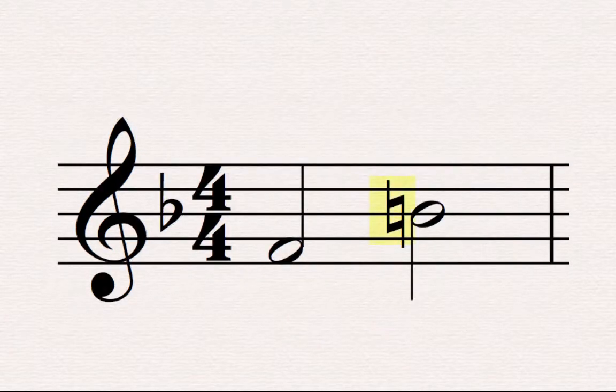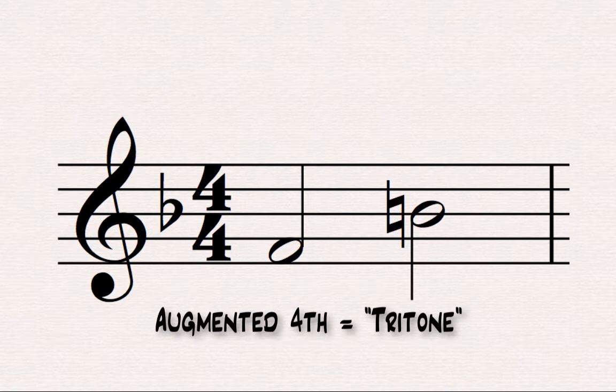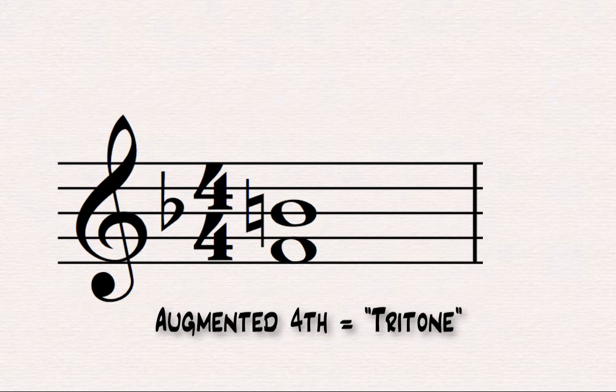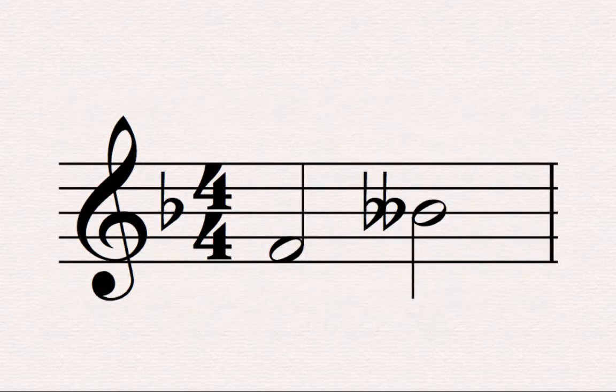Now notice in this interval we've raised that B up to a B natural. So if we take a perfect fourth and increase it, then it's an augmented fourth, also called a tritone. Sounds a little bit different. It's a fairly dissonant interval. Here's the harmonic interval so we can hear what it sounds like. Yeah, pretty dissonant.